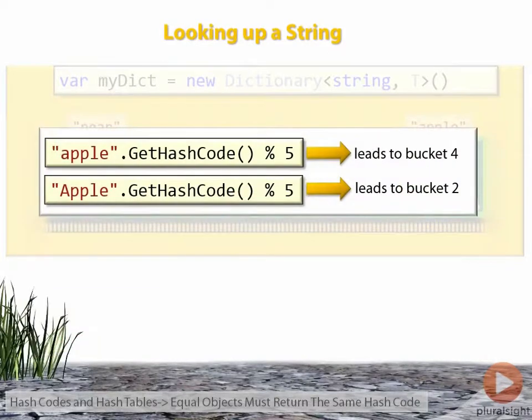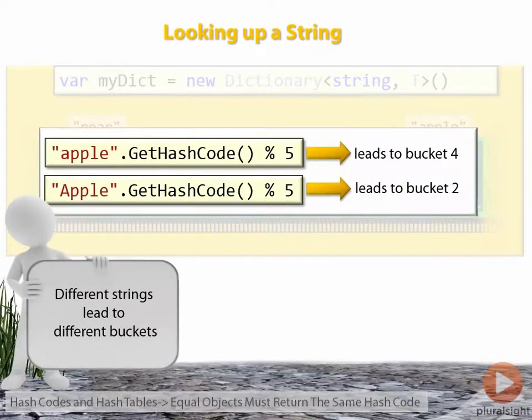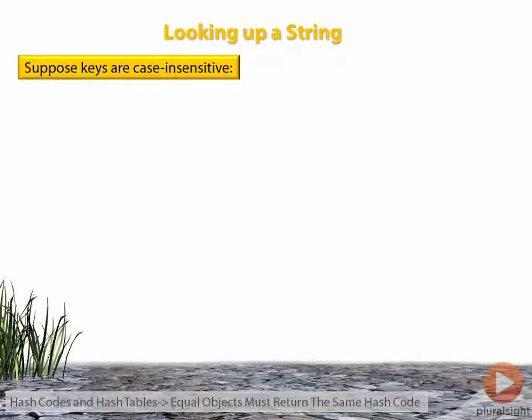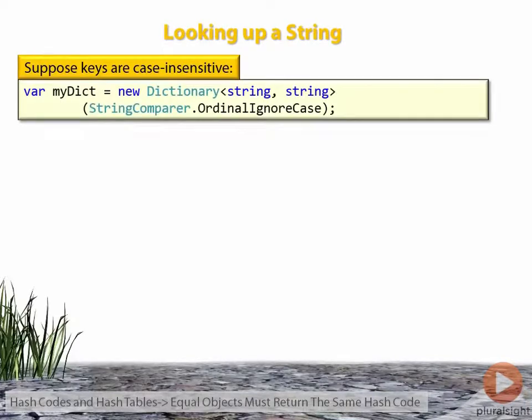Notice how apple with a capital A gives a different hash code and leads us to a different bucket from apple with a small a. That's fine because normally those two strings are considered different strings. But suppose I want keys to be case insensitive in this dictionary. I can achieve that by plugging in an appropriate equality comparer when I instantiate the dictionary. For example, as I've shown here, using the string comparer that does ordinal comparisons, ignoring the case.